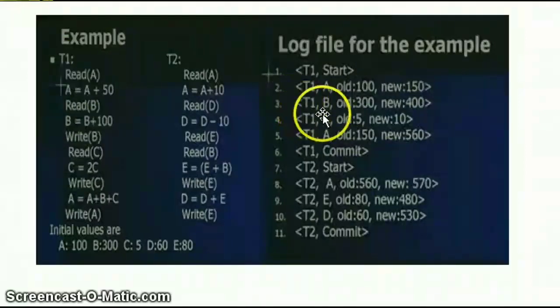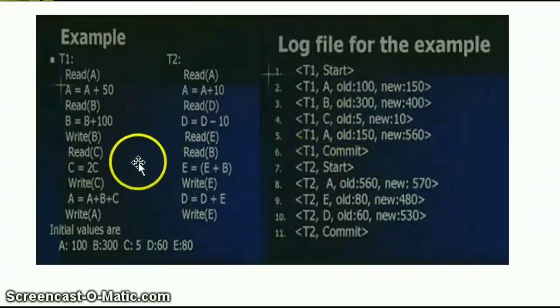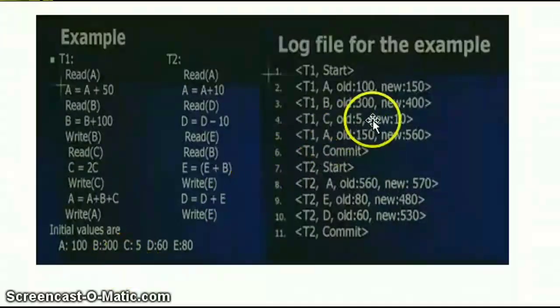Next, create a log for data item B, belonging to transaction T1: <T1, B, 300, 400>. The old value is the initial value 300, and after this operation 300 plus 100 gives a new value of 400. The next log is for data item C, belonging to transaction T1: the initial value is 5, and after doubling, 2 times 5 is 10, so the new value is 10.